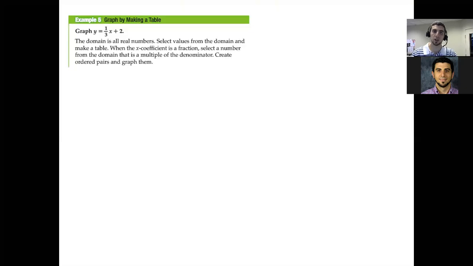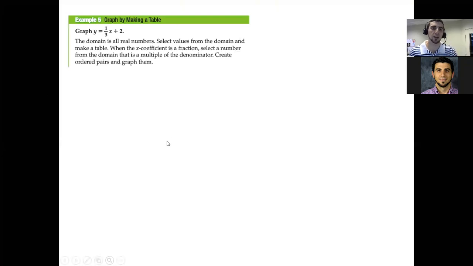When the coefficient of x is a fraction, select a number from the domain that is a multiple of the denominator. The reason is that if we select multiples of 3, it's really easy to reduce, and you get a nice integer when you multiply 1/3 by a multiple of 3. Like 1/3 times 3, 1/3 times 6, 1/3 times 9, 1/3 times 300. All of those work out to a nice number, which are easy to graph.